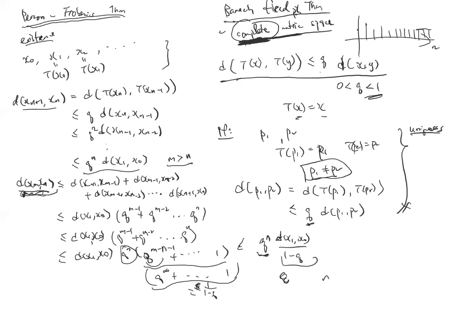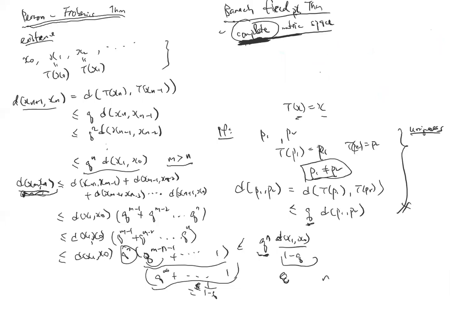Maybe I put it here again. The Banach fixed point theorem says that in a complete metric space there exists a unique fixed point for a contraction mapping. So if the mapping is a contraction, then I will have that unique fixed point.